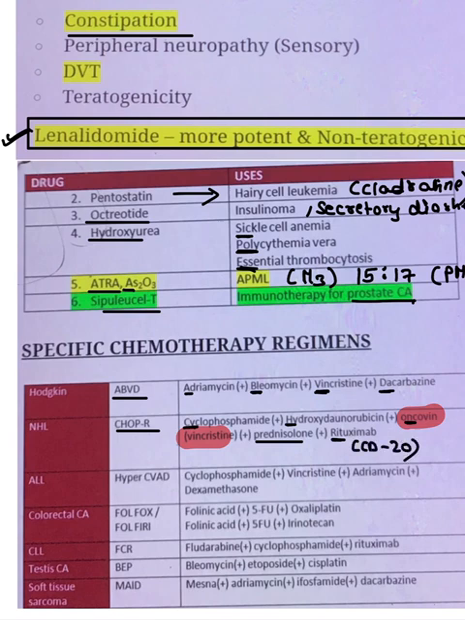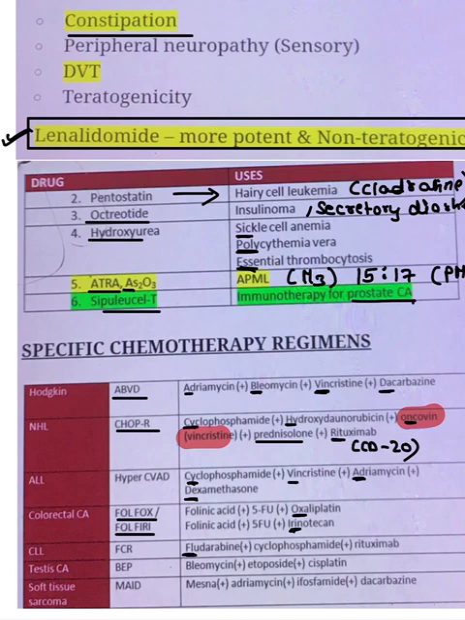Then ALL. Then we have CVAD: cyclophosphamide, V for again vincristine, A for again adriamycin, and D for dexamethasone here instead of prednisolone. Colorectal, already discussed, FOLFOX regimen and the FOLFIRI regimen. OX is for oxaliplatin and IR is for irinotecan.